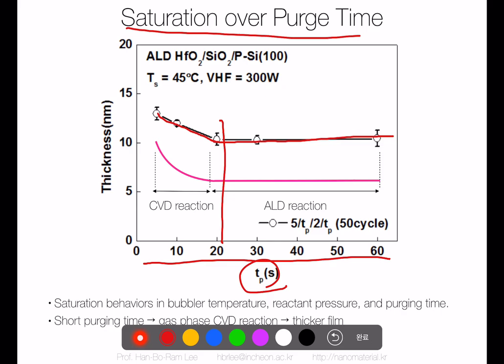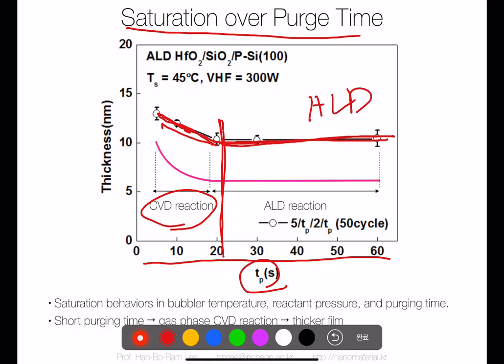So the precursor or the counter reactant meets the following precursor or following counter reactant in the gas phase. So a gas phase reaction takes place over the surface. We usually call this the CVD reaction regime. So the thickness decreases, and then with a long enough purge time there is no gas phase reaction anymore. So you can see the saturated value, which is the ALD regime.